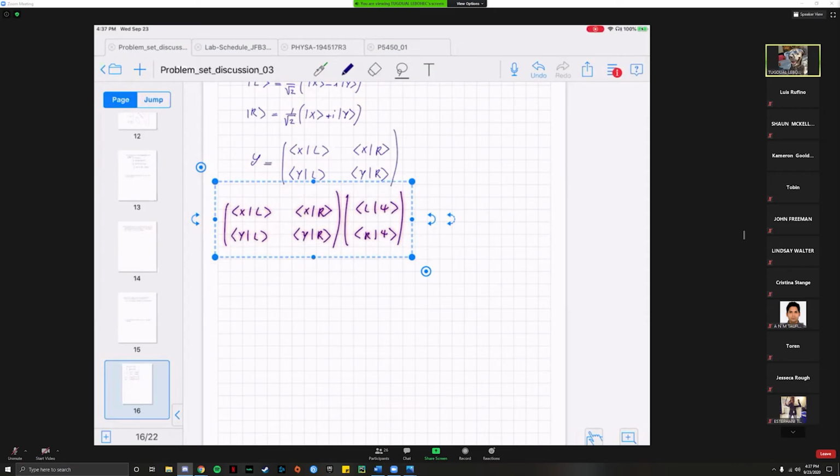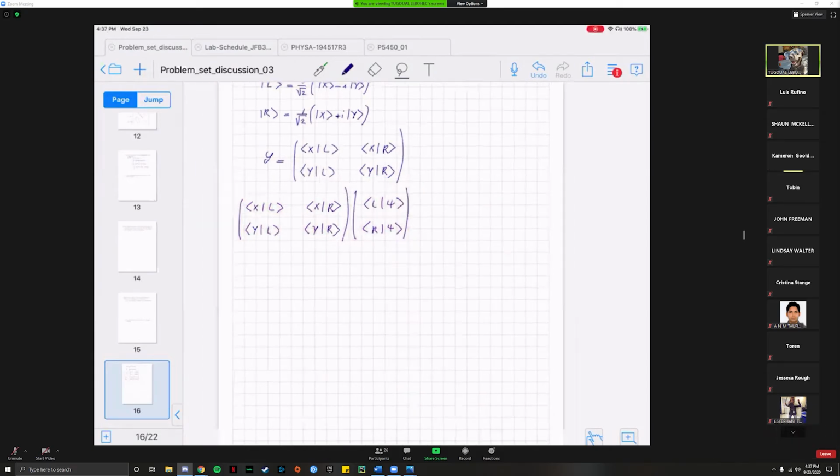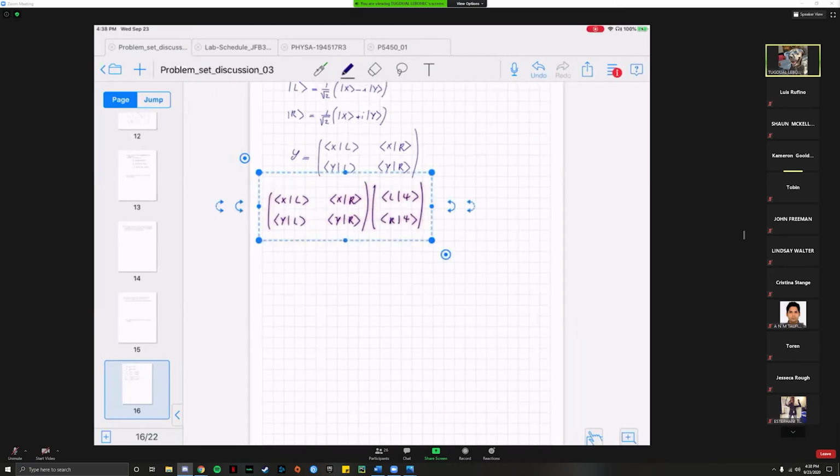So what you're saying, okay, let me read the question. Determine a 2x2 matrix that can be used to transform the column vector representation. Oh yeah, so we want to go from XY to LR. Well, here I'm doing the reverse, right? So that means that the matrix that goes the other way is going to be S dagger.